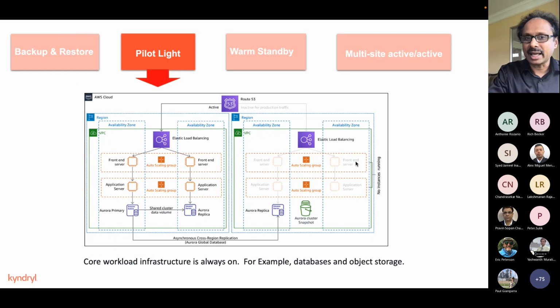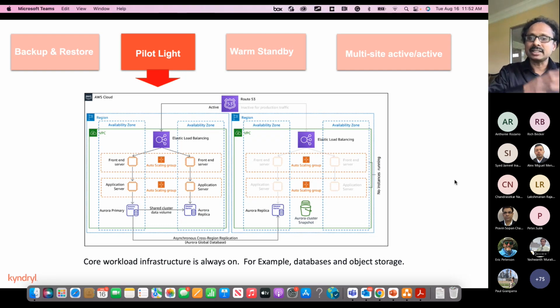But if you look at the pilot light, that means we replicate the storage in AWS. And also, we make sure that some of the compute is up and running, especially the databases. The foundational services and the database take more time to bring up. So we just make sure that all the databases are running in the pilot light scenario.